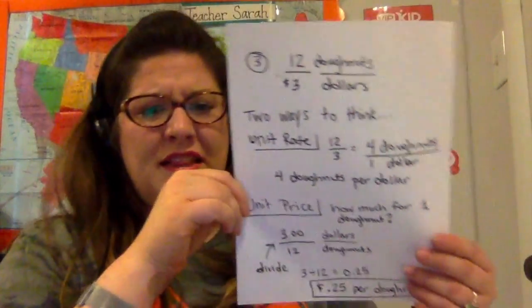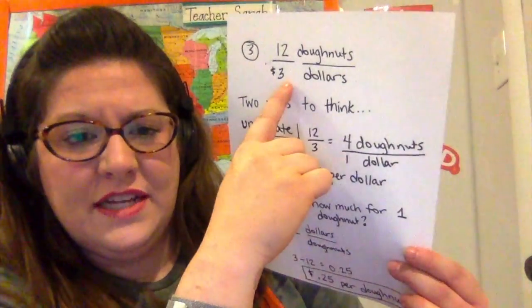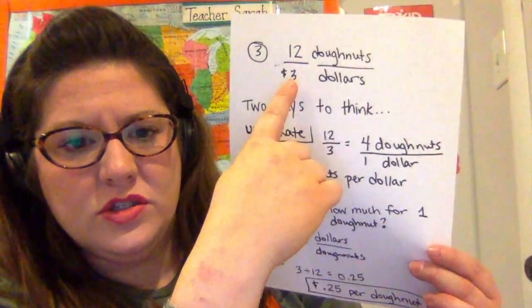There are really 2 ways we can look at this. We can think of it as the unit rate, or we can think of it as the unit price. So this is a little tricky. I'm going to show it one way first, and it is not the way that you're supposed to do the problem. The second way is the way you need to do the problem. So let's take a look at this. If Sarah buys 12 donuts for $3, that's the way it read. I had 12 donuts and I paid $3.